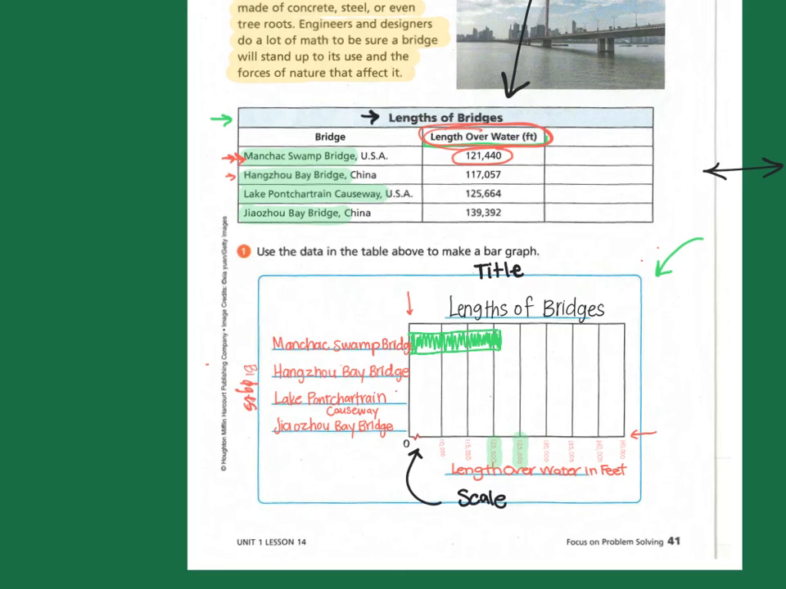My next bridge is the Hangzhou Bay Bridge, and that was 117,057. 117 is going to be between 115 and 120. 115, 16, 17. I'm going to draw my bar in red this time, and I'm going to make it between the 115 and the 120.